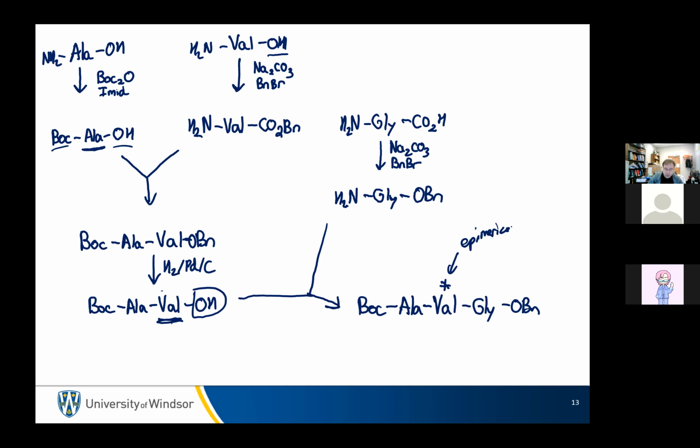Now, not fully. You might be able to get away with this, and I'm going to allow this because our sequence is short enough that, let's say, 10% of it epimerized. We can separate that out theoretically. It's not a huge deal. So let's just bracket that and note that this is a problem.